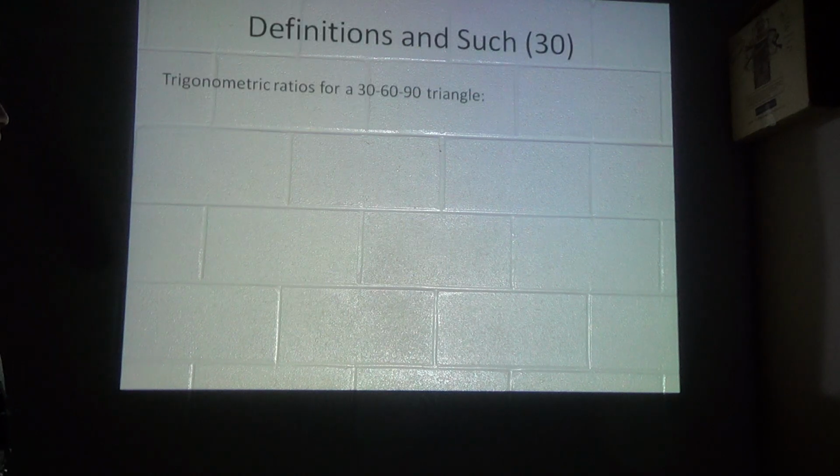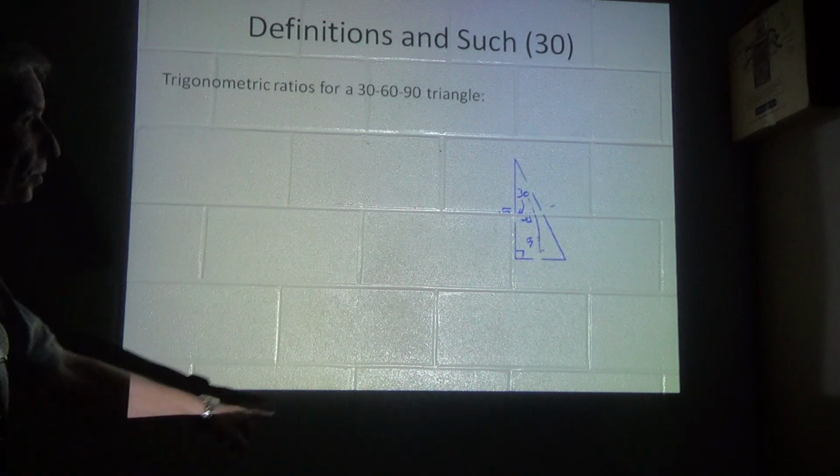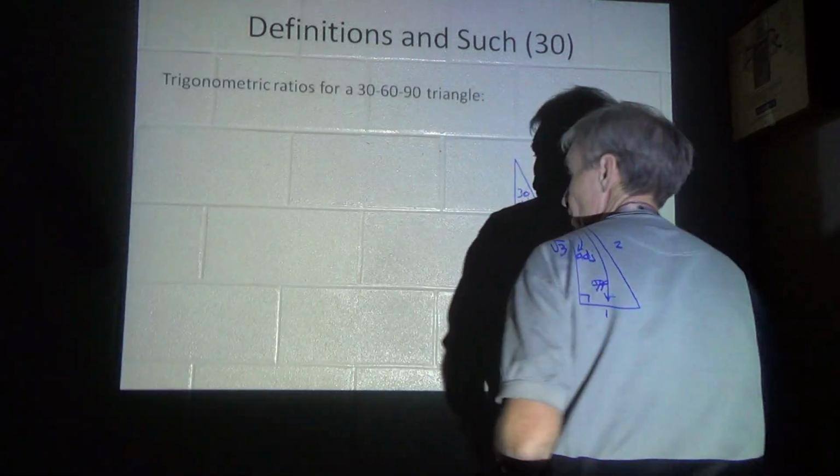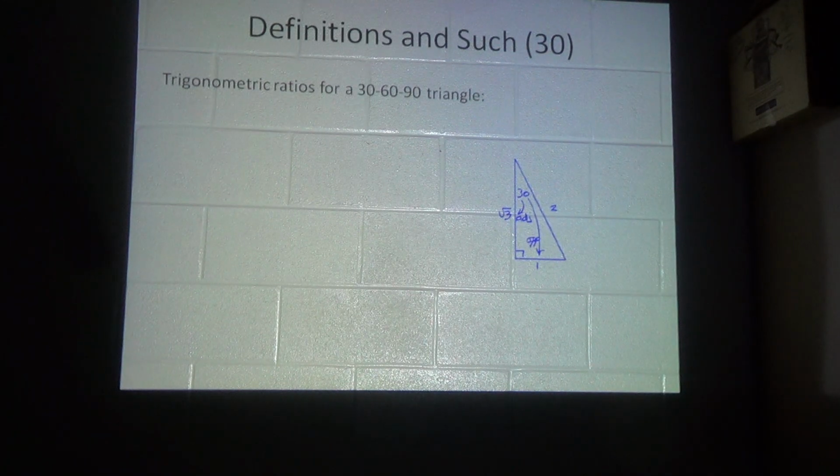All right, the trigonometric ratios for a 30-60-90 triangle. Once again, we go back to our definition with the ratios in it, because that's the simplest way to do it. It doesn't matter how big the triangle gets, this ratio will always hold true. So you don't have to worry about redoing this every time you get a different triangle.